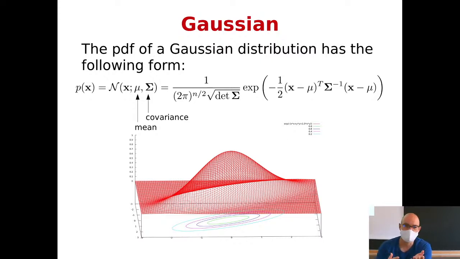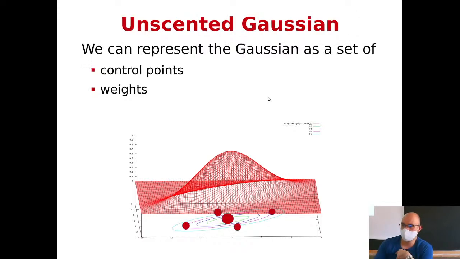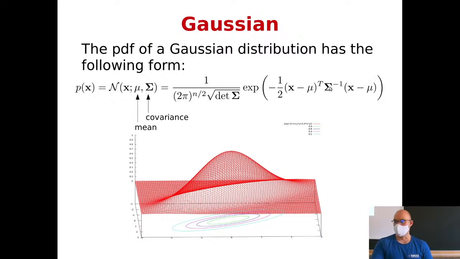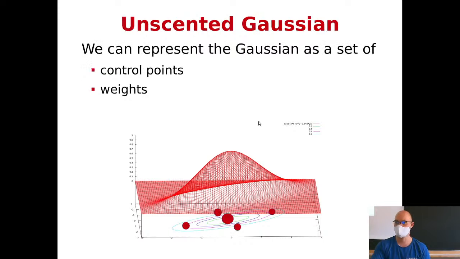Alternatively, you could use the information vector and information matrix, which can be easily determined from the covariance matrix and the mean. Okay. So these are the parameters, mean and covariance, or information vector and information matrix, of a Gaussian distribution.